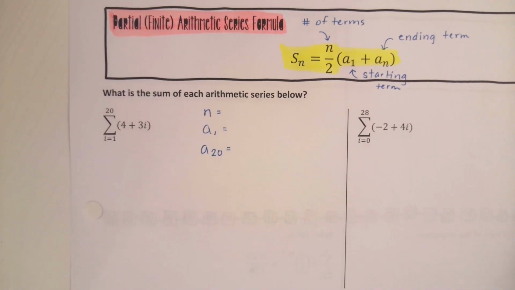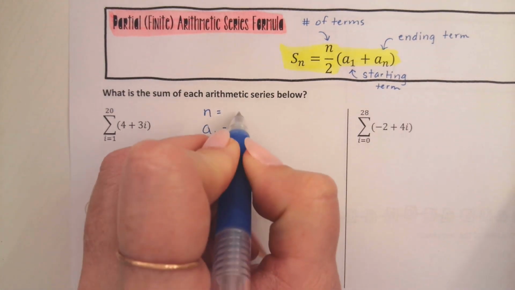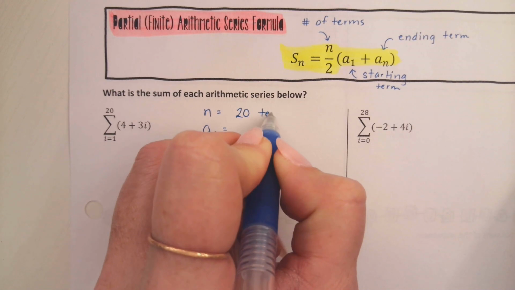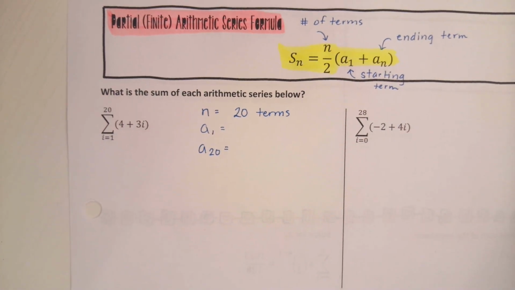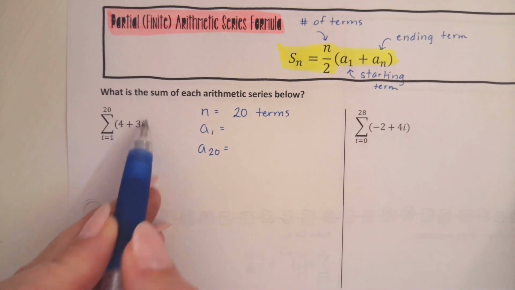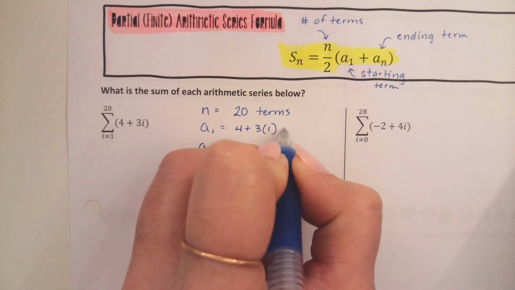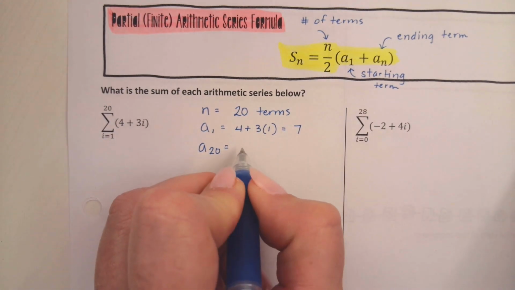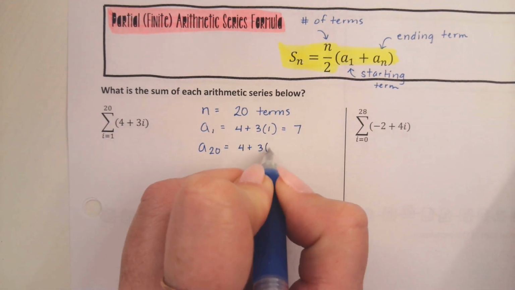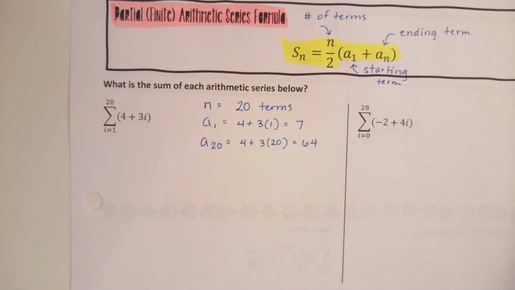So starting with number of terms, 20. Yeah, the first through 20th term would be 20 terms. Okay. First term, how do you think we're going to find the first term? Plug in 1 to this little arithmetic rule we have here. 4 plus 3 times 1, my first term is 7. Good. And then my 20th term, my ending term, would be 4 plus 3 times 20. Good job, that is 64. Okay. So we know everything to plug in now.